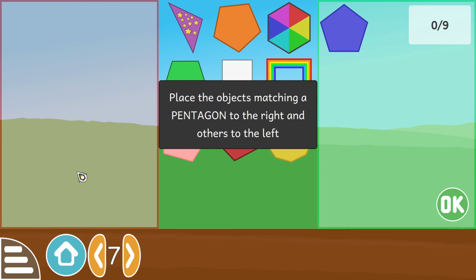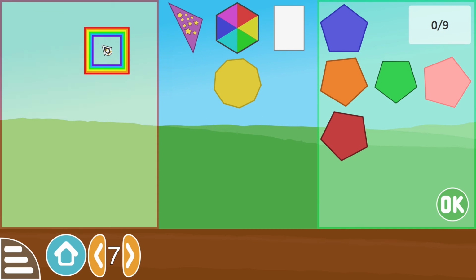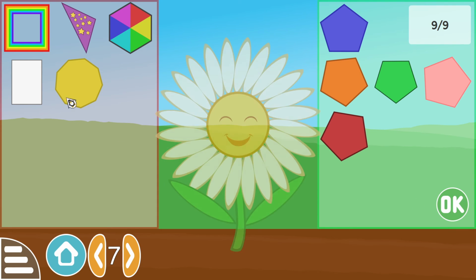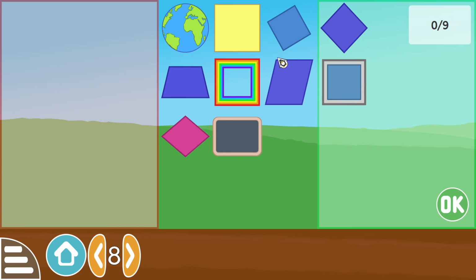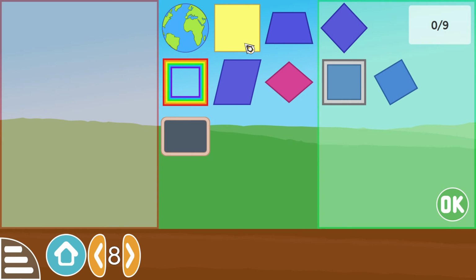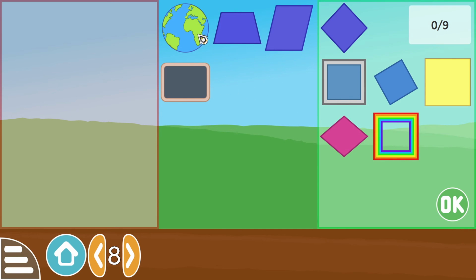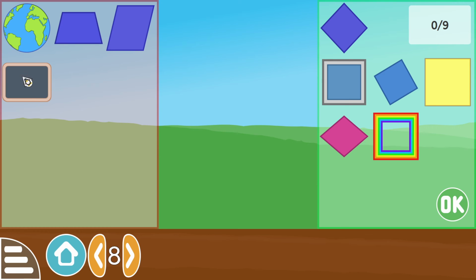So place the objects matching a pentagon to the right and the others to the left. So pentagon have got 5 sides. 1, 2, 3, 4, and that's got 3 sides, 6 sides, 4 sides, and let's just say 9. I'm not sure how many, but it certainly isn't 5. And then squares to the right. So it looks like, well, I'm going to say diamonds are allowed. As long as they've got two that cross, they can be turned around. Circle, trapezoid, parallelogram, and rectangle.